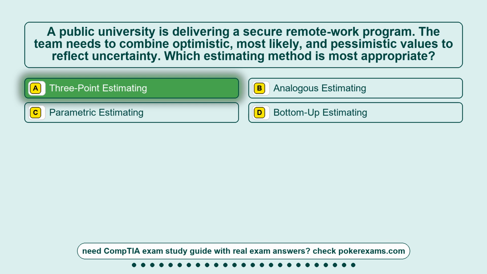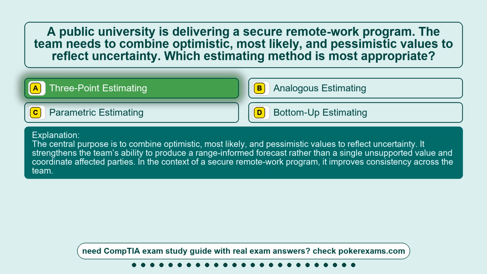3-point estimating. The central purpose is to combine optimistic, most likely, and pessimistic values to reflect uncertainty. It strengthens the team's ability to produce a range-informed forecast rather than a single unsupported value and coordinate affected parties. In the context of a secure remote-work program, it improves consistency across the team.